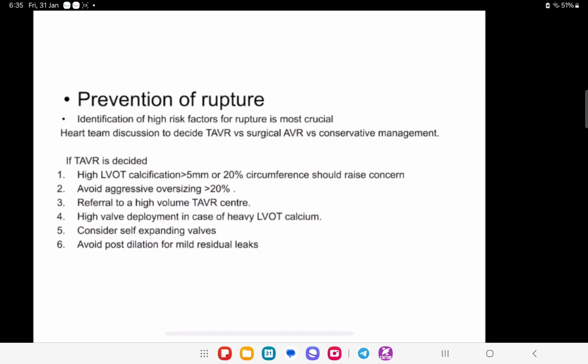Prevention of rupture: identification of high risk factors for rupture is most crucial. Heart team discussion to decide TAVR versus surgical aortic valve replacement versus conservative management. If TAVR is decided, high left ventricular outflow tract calcification of more than 5 mm or 20% circumference should raise concern. Avoid aggressive oversizing of more than 20%. It should be referred to a higher volume TAVR center. Use high valve deployment in case of heavy left ventricular outflow tract calcium, consider self-expanding valves, and avoid post-dilatation for mild residual leaks.